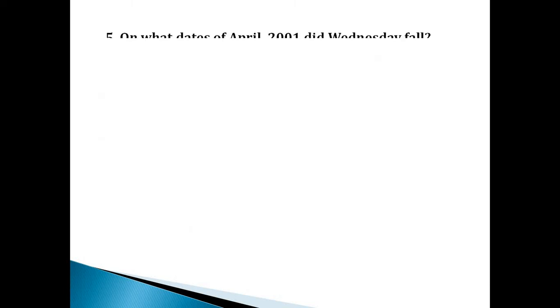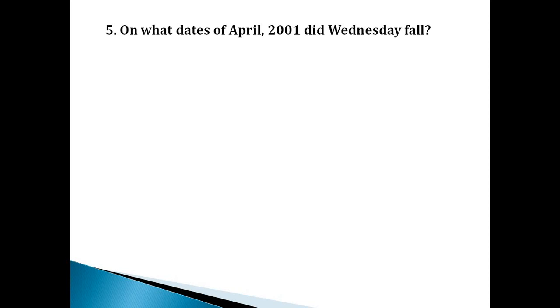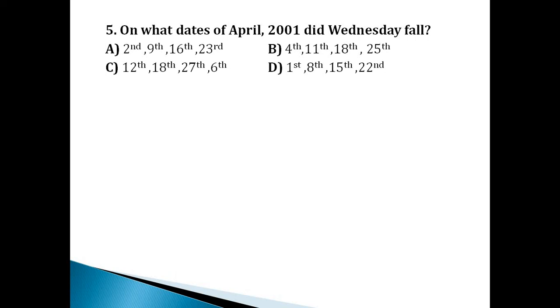Now let's have a look at the 5th question, that is, on what dates of April 2001 did Wednesday fall? It's something interesting here. So in April 2001, on which day do we get Wednesday? So 4 options will be there. Yeah. So in the complete month, on which days do we get it. If you get the first Wednesday, from there you can add 7 and you will get the other Wednesdays. That's not an issue.